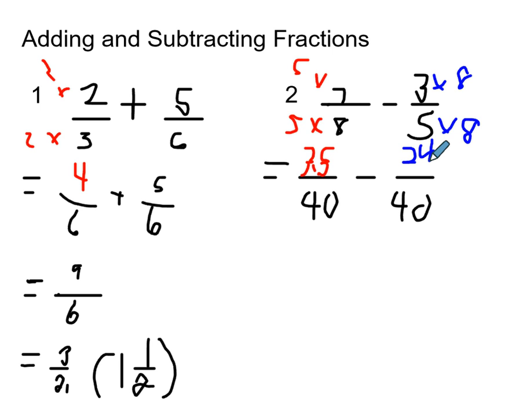Now, in this case, just be careful. We're subtracting instead of adding, but the process is the same. 35 minus 24 is 11. Denominator stays as 40. And again, you just look at it and you ask yourself, is there a number that goes into both 11 and 40? In this case, there is not, so you leave your answer as is.